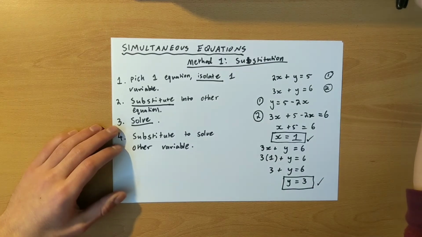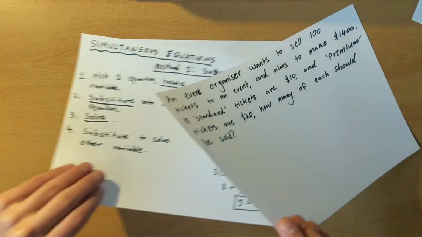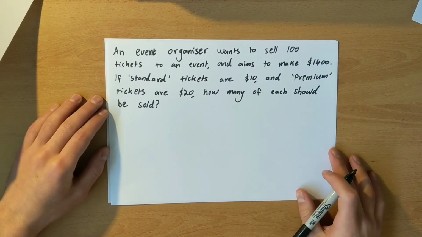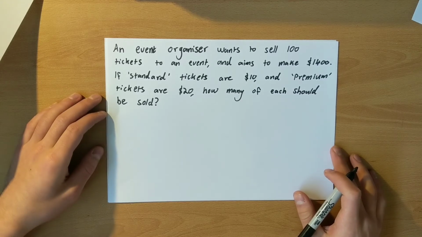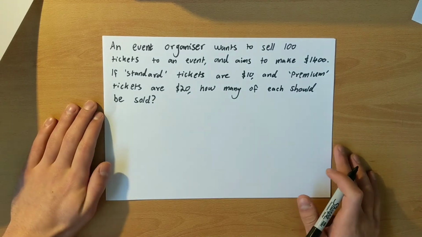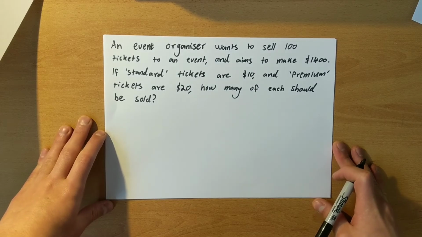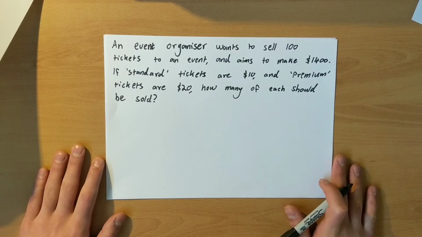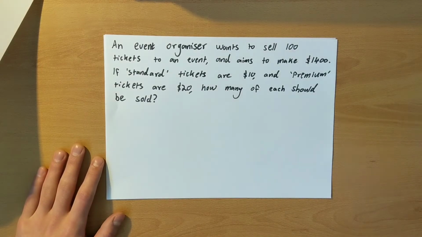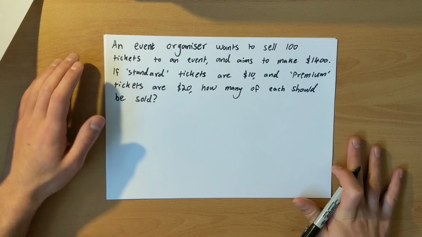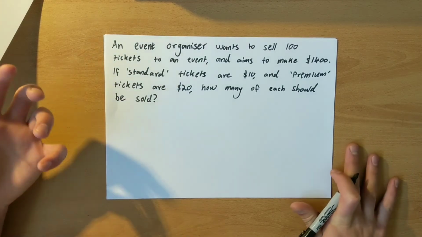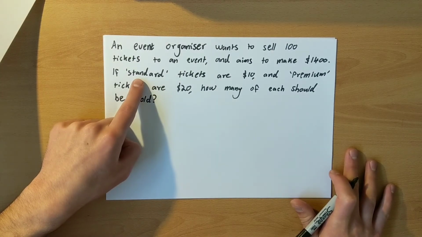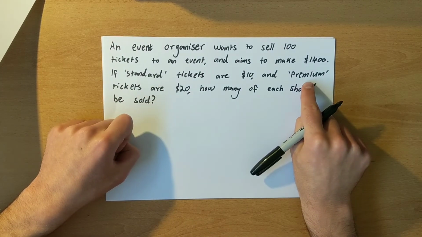Before we finish this video, I just want to do an example of a worded problem. So let's say we've got this question here. An event organizer wants to sell 100 tickets to an event and aims to make $1,400. If standard tickets are $10 and premium tickets are $20, how many of each should be sold? So if you think back, and if you can't remember how to do this, go back and watch the video on it. The first thing we need to do when we get these worded problems is to assign variables. So I'm going to make standard tickets S and premium tickets P.